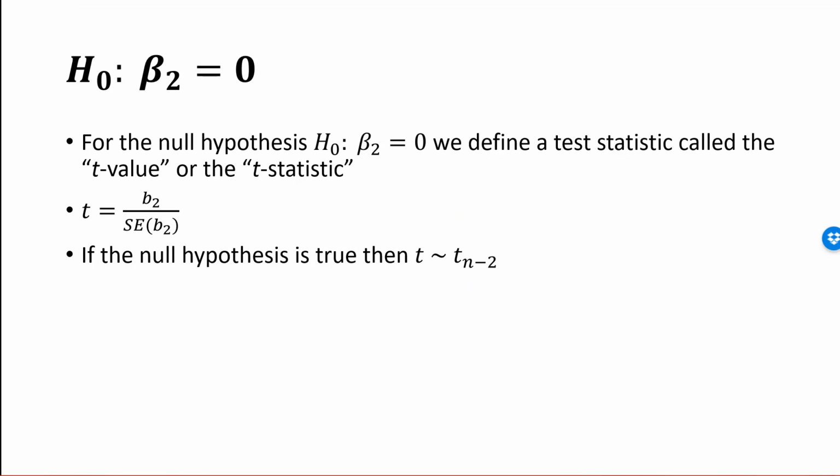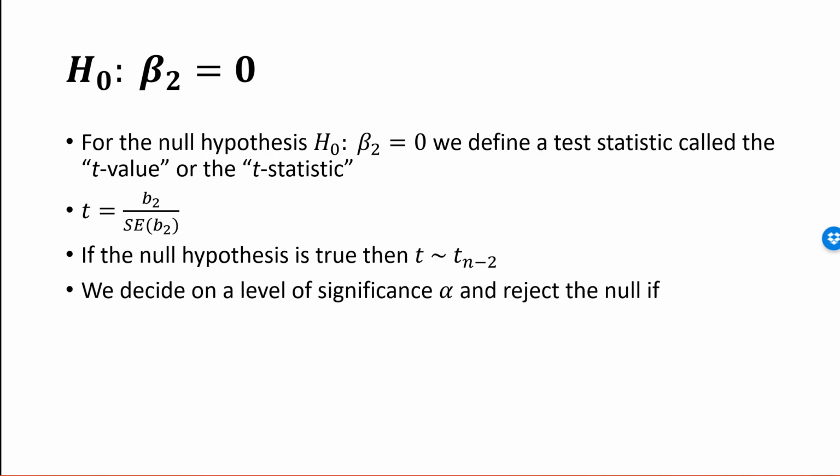So to summarize the next step, what we need to do now is decide on an alpha, and in econometrics the most common value is 5%, but there are cases when you need a different value. So we decide on a level of significance, and then we simply reject the null hypothesis whenever we are out in the tails of the t-distribution. That is, when the absolute value of the t-statistic is greater than the critical value.